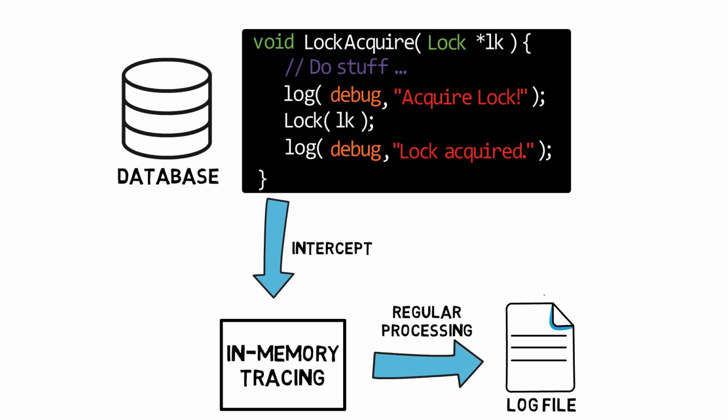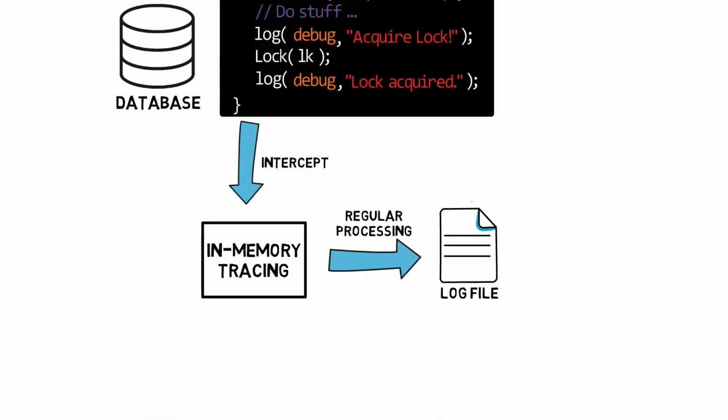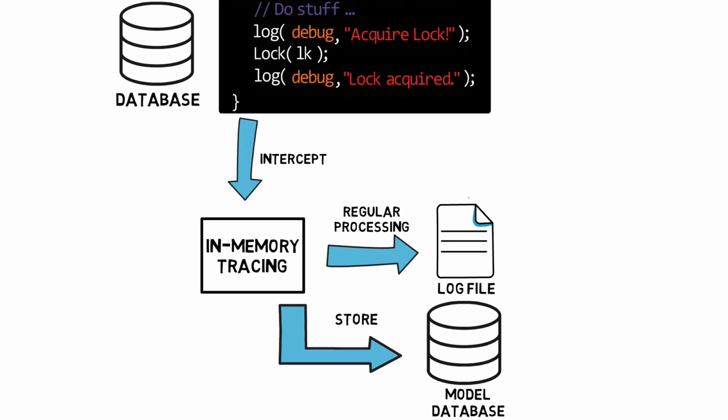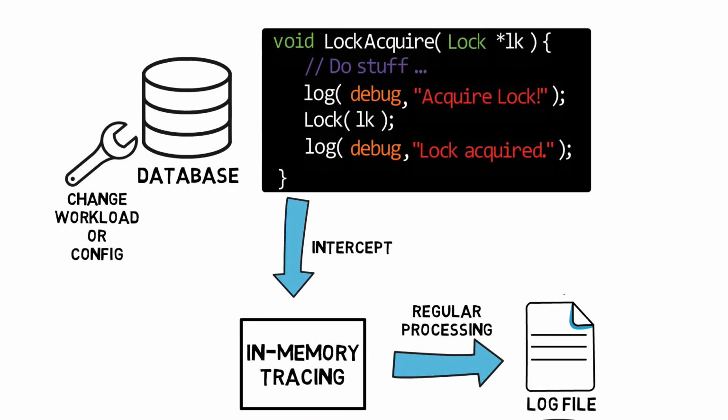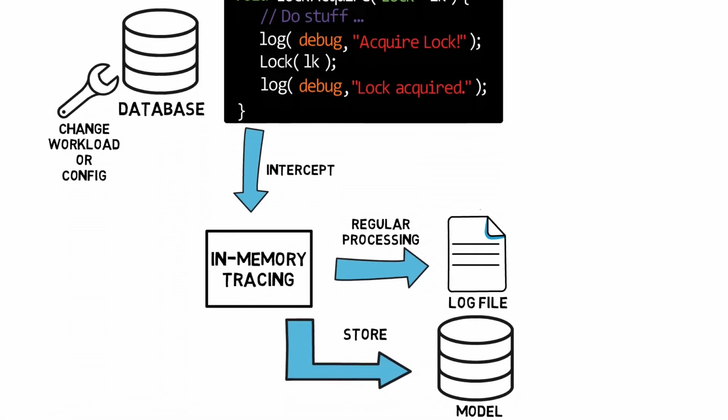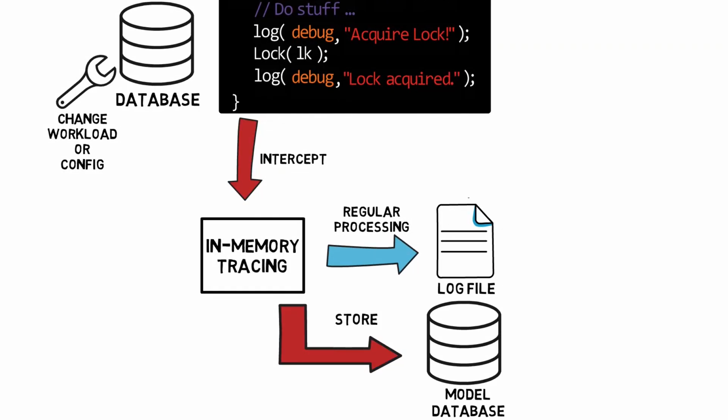Afterward, Sentinel passes the log message along to the log library for the usual processing. Sentinel's in-memory models are extracted and then stored in a model database for later comparisons. By storing models according to different workloads and system configurations, Sentinel enables comparisons between them, enabling users to understand their effects on performance and system behavior.